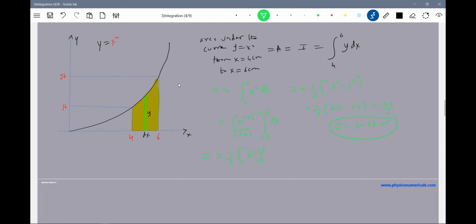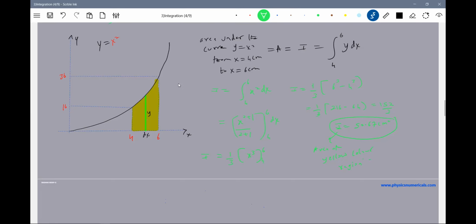So what should I call this one? Area under the curve, or simply area of the yellow color region. I don't want to dump mathematical things here. Yellow color.